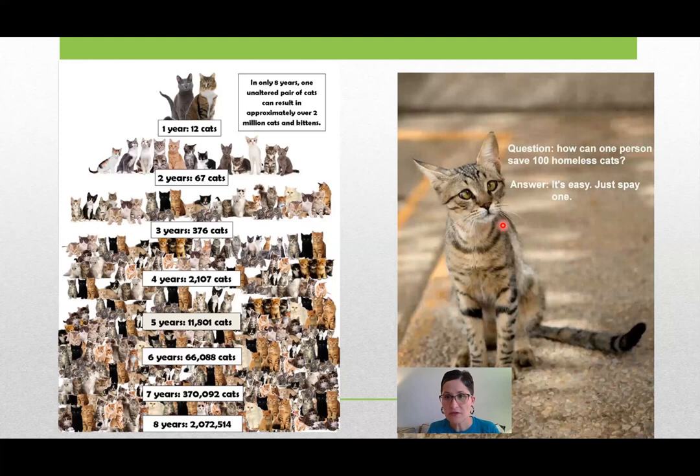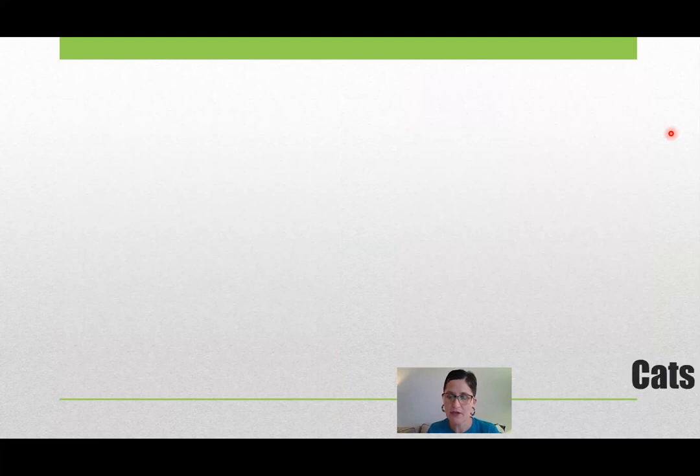And I threw out this little thing here with the cat. So how can one person save 100 homeless cats? It's easy, just spaying 1. But now that you're taking this course, hopefully you're spaying more than just 1. But you know the importance of why this has to be done. Okay. All right, so let's continue.